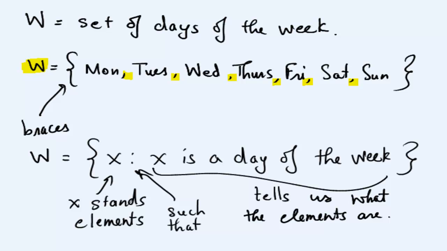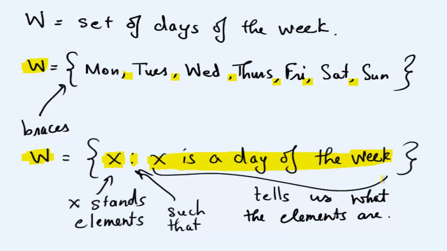So in this case, the set W will be read as W is a set of all x such that x is a day of the week. Well, if W has x in it, and x stands for its elements, what are these elements? x is a day of the week. It has to be Monday, Tuesday, Wednesday, Thursday, Friday, Saturday, and Sunday. So just another way of saying the same thing.